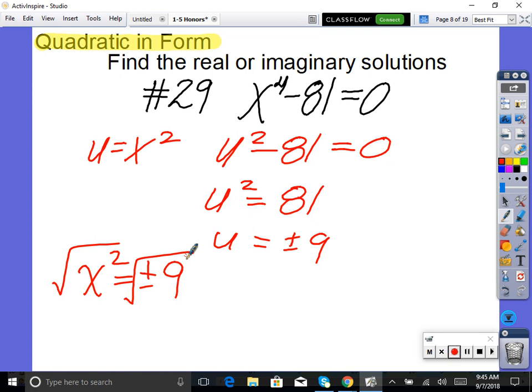Anyone else have an idea? Yeah, that's maybe a really good idea. Maybe we should split this up. So just so we don't get confused, because we're having some correct answers here, but if we don't split it up, it can be confusing. So we really have x squared equals 9, and we really have x squared equals negative 9. Agreed? So now solve them separately.